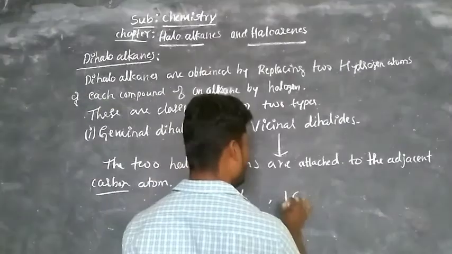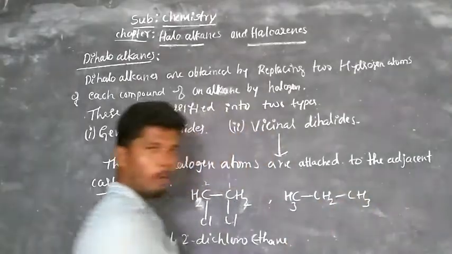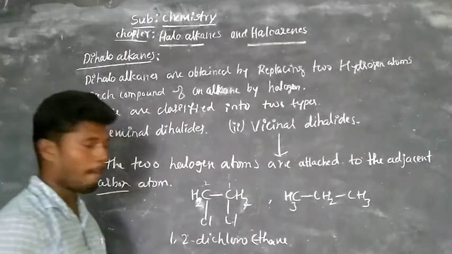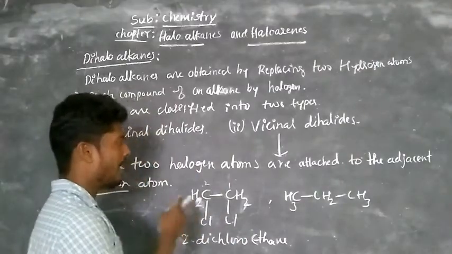Similarly, one more example, CH3 CH2 CH3. What is its name? Propane, you know. Now replace any two hydrogens of adjacent carbon atoms and add halogens.